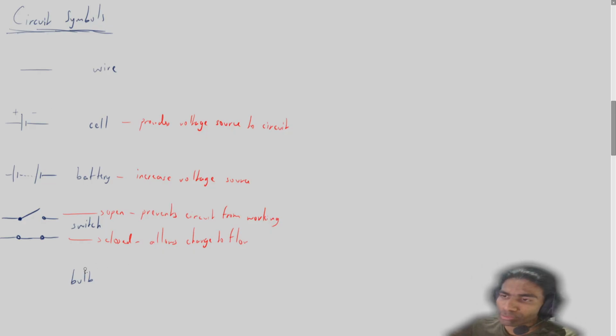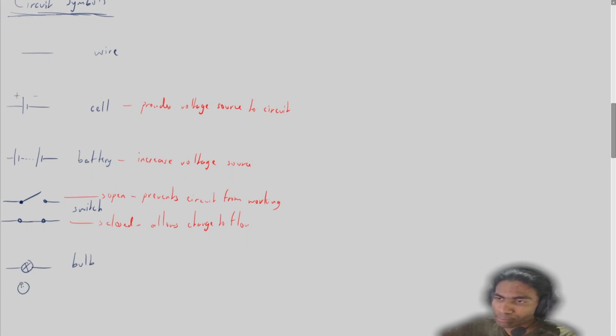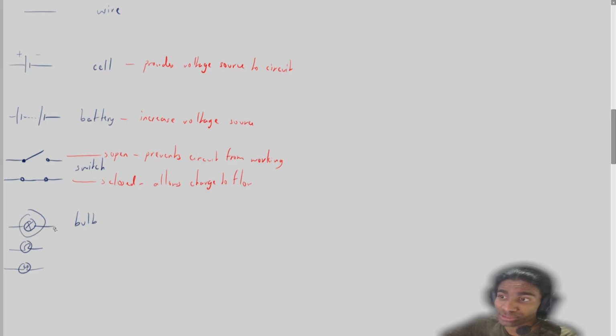Okay, now for a bulb, we can use this symbol here. You can also use this symbol here. They are pretty much equivalent. There's also this symbol here, where you have these 3 lines which represent a filament. So you can use any one of these. I tend to just use this cross here to represent the bulb. Okay, and then you can also have a resistor.